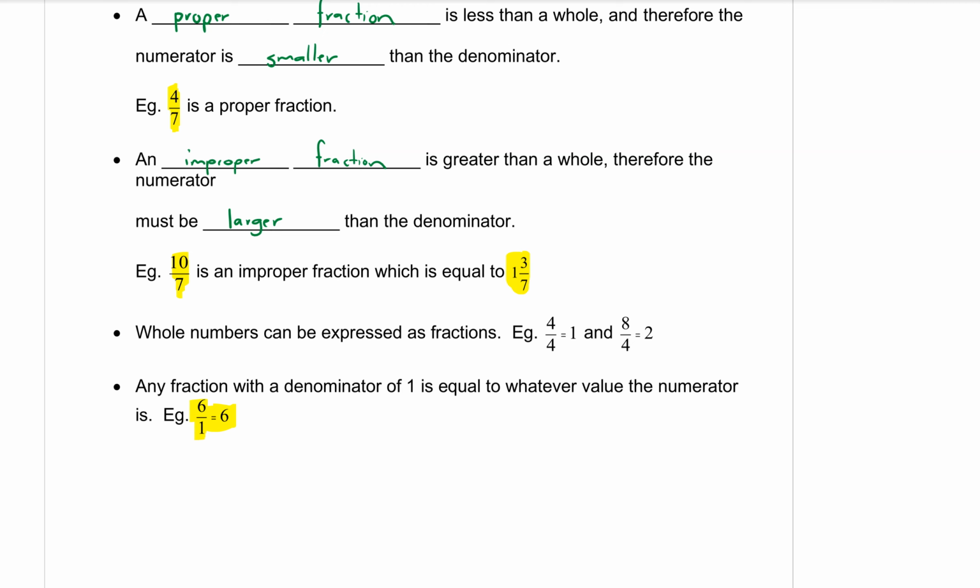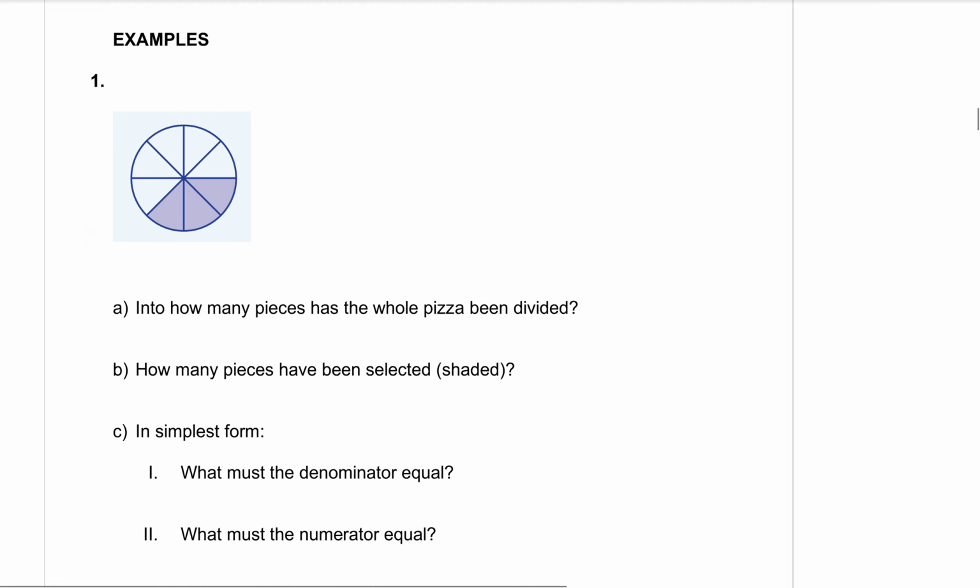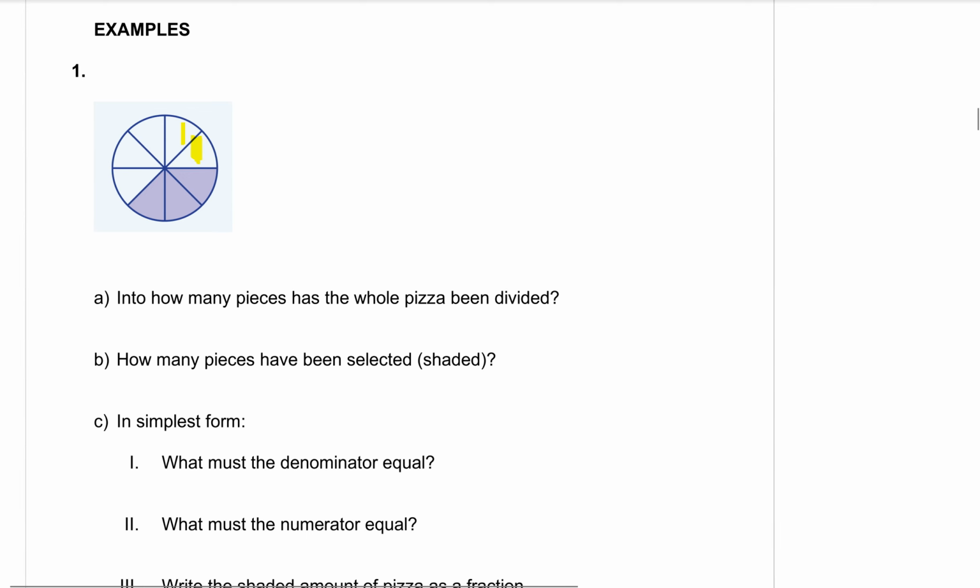On the next page, we have an example. Example number 1, there's our lovely little pizza diagram there. Part A, how many pieces has the whole pizza been divided up into? That's how many in total. 1, 2, 3, 4, 5, 6, 7, 8 pieces when I go around and count them all up. There are 8 pieces that I have divided that shape up into.